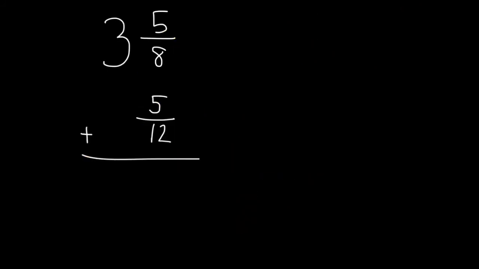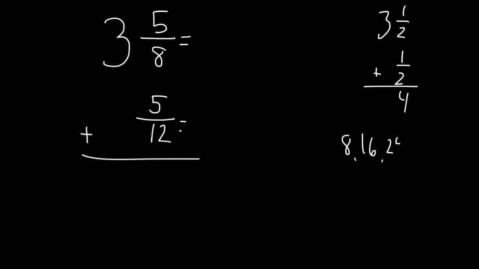Pause the video and try this one on your own. Remember, it's an addition problem. In order to solve it, I'm going to first do my estimation, and I'm estimating that it's about 3 1/2 plus 1/2. So it's going to be about 4 is my estimation. Now I'm going to solve it through, but first I got to find out what the least common denominator is, and 8 and 12. So I'm going to list my 8, 16, 24. It's going to be 24.